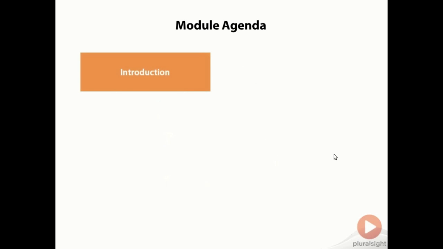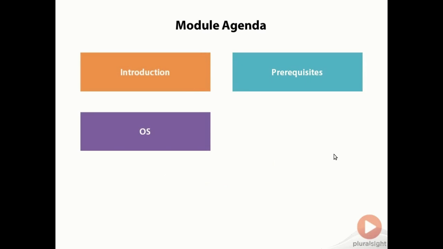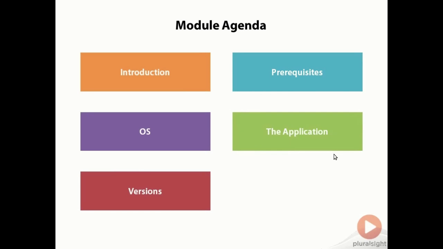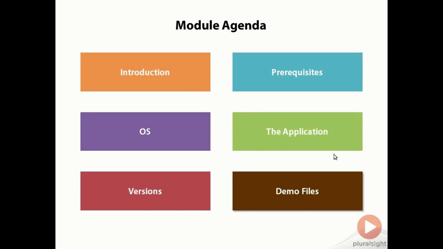First, we'll have this introduction. After that, we will talk about the prerequisites that you will need in order to get the most from this course. Then we'll talk about the operating systems used and how using a different operating system may affect you. After that, we'll talk about the application that we'll be building in this course. Then we'll talk briefly about the different versions of each of the major technologies used. And finally, I'll discuss the demo files that you will have access to depending on your type of Pluralsight subscription.